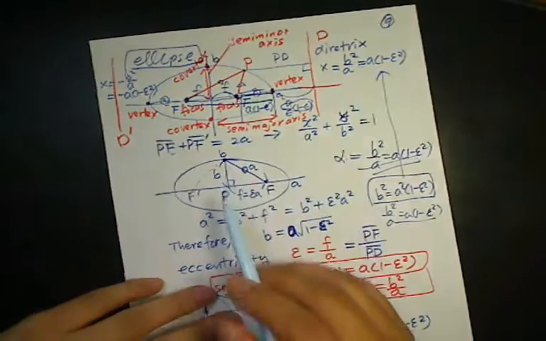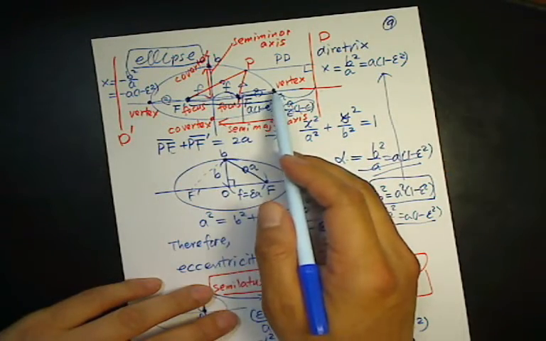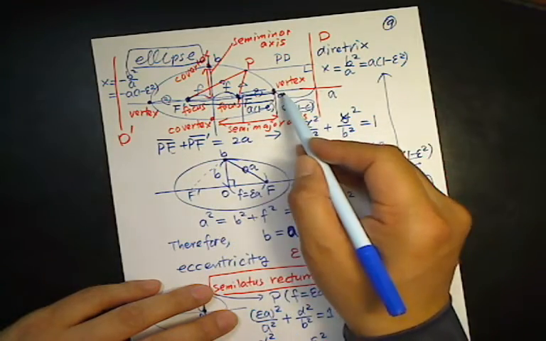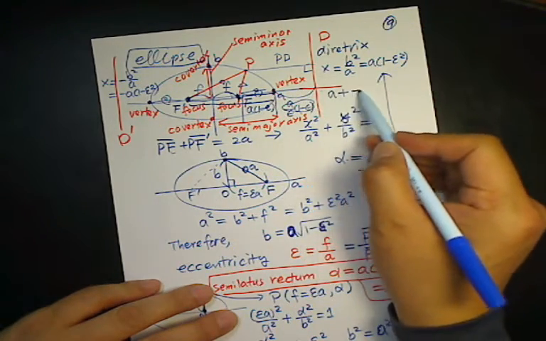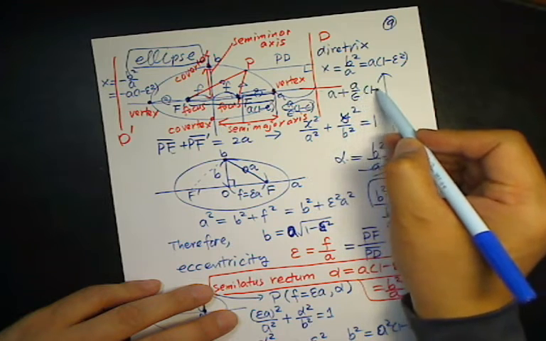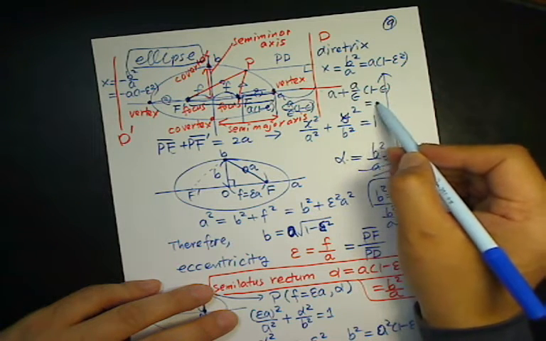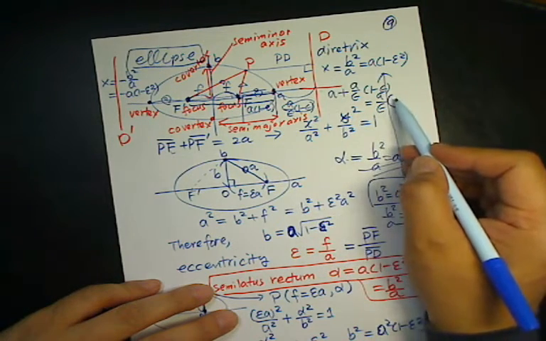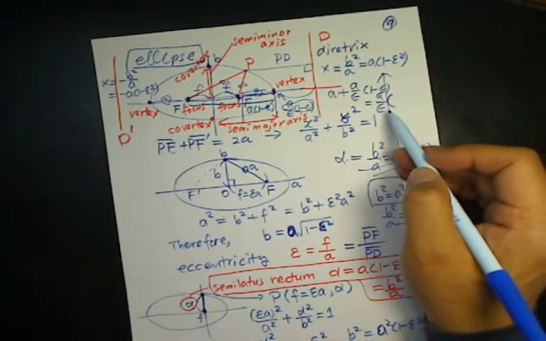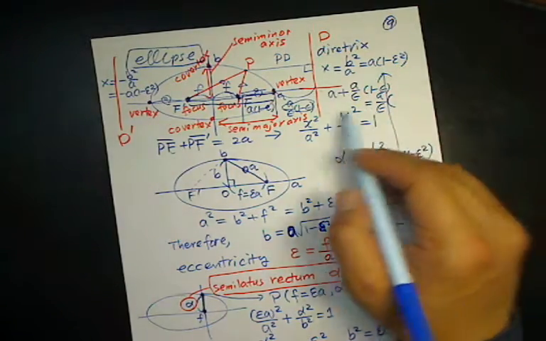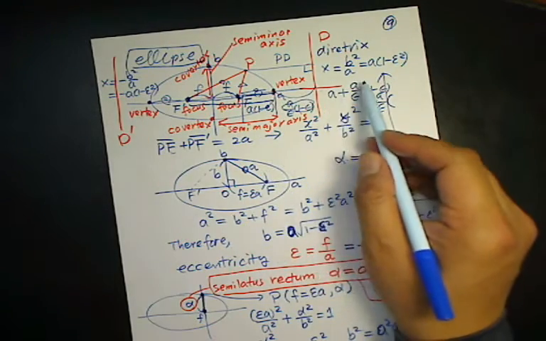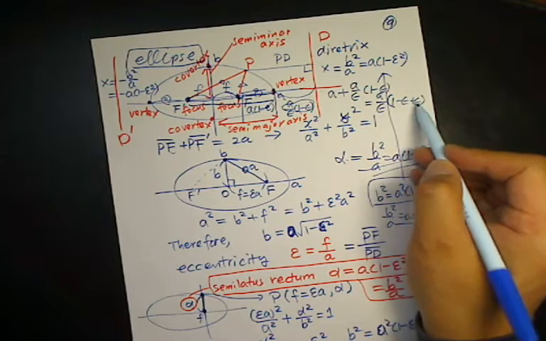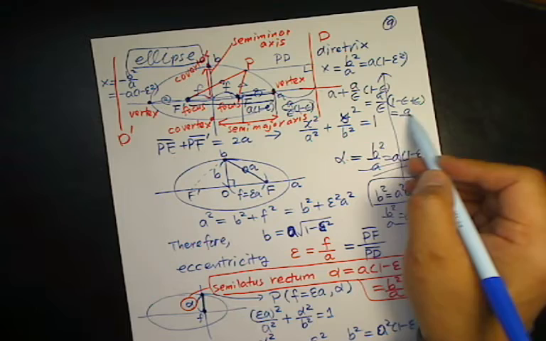If we use this one, this length is a, and this length is 1 minus epsilon. If we combine, this is epsilon over a. This is a. If I sum 1 minus epsilon plus epsilon, a over epsilon.